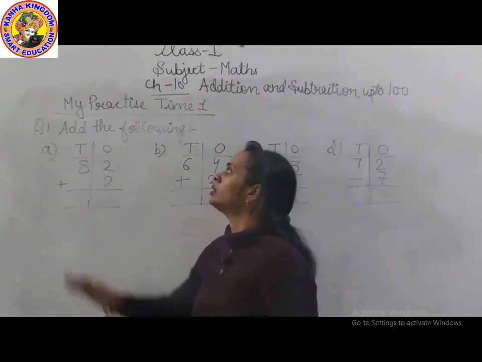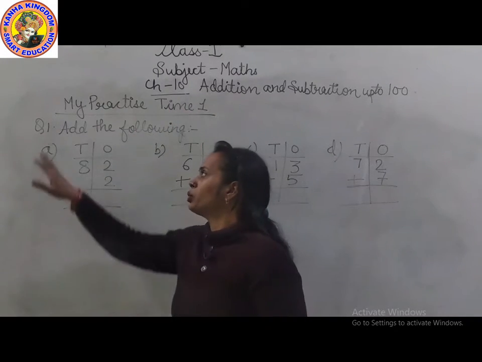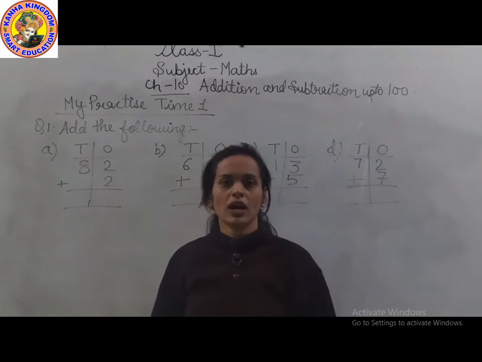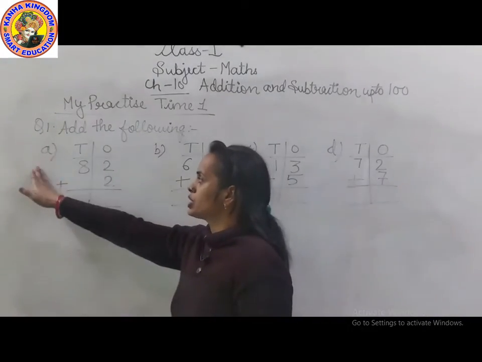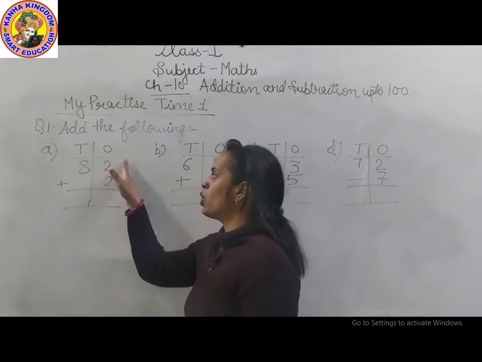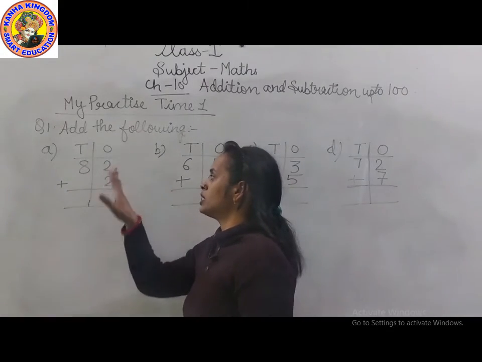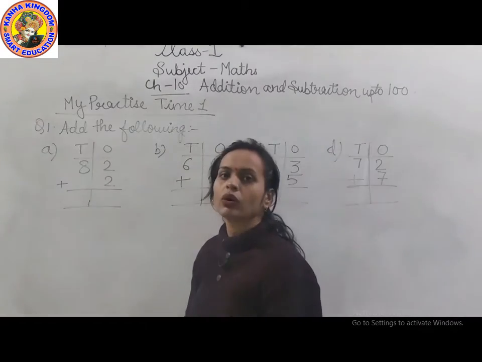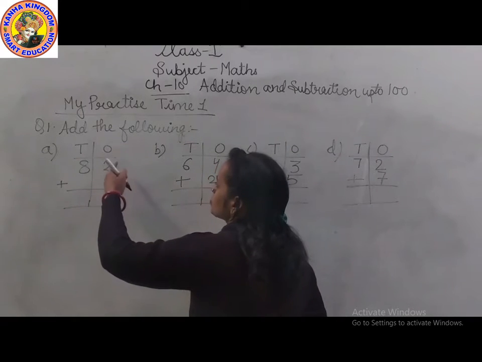So in your book, my practice time 1, question number 1, add the following. Question A: 8 tens, 2 ones plus 2 ones. 8 tens, 2 ones plus 2. 82 plus 2. Okay? So first we add the digit at the ones place.